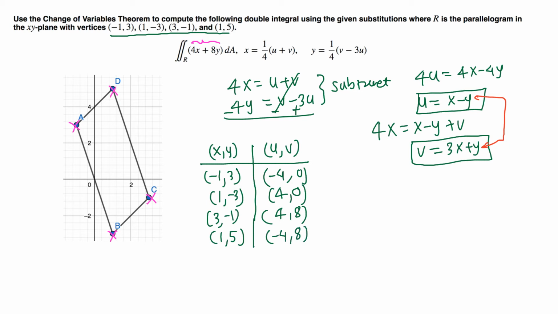So we have a new region. Let me draw that. So here is (-4, 0), (4, 0), (4, 8), and (-4, 8) somewhere here. It does not have to be exact. In fact, we have a rectangle. Now we need to find the Jacobian to compare the areas of these two.